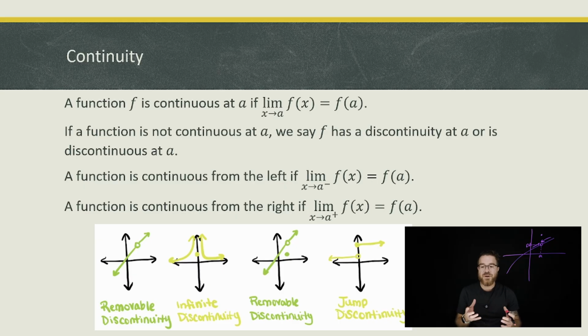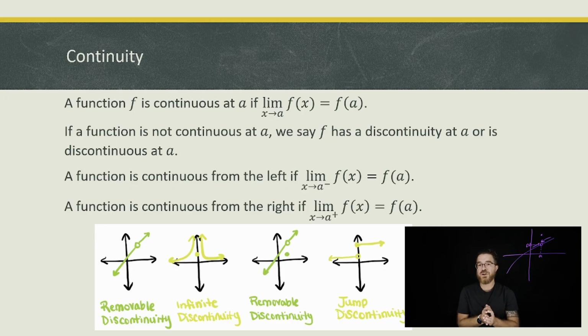The next graph is another example of a removable discontinuity, where again we have a hole, but this time we actually have a point somewhere on it. So that means that f of a does exist, whereas in the first one, f of a did not exist. And the last one is called a jump discontinuity.